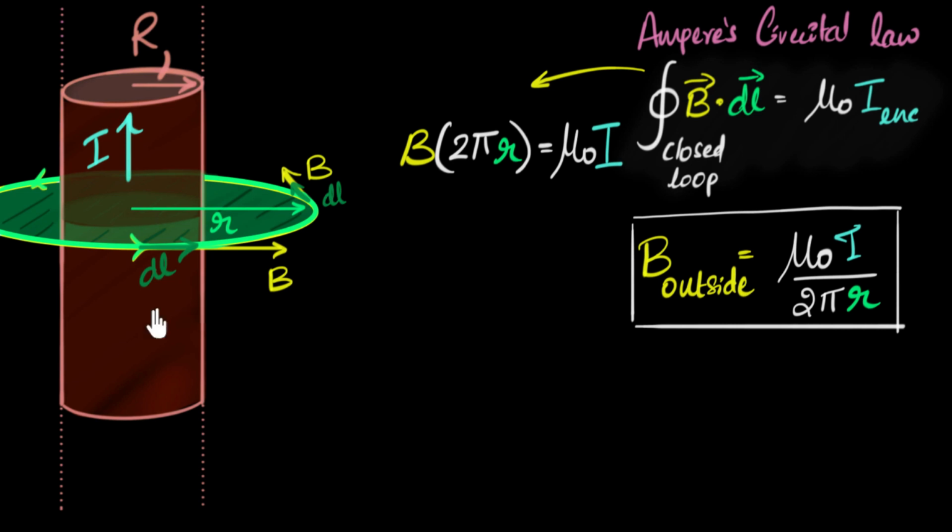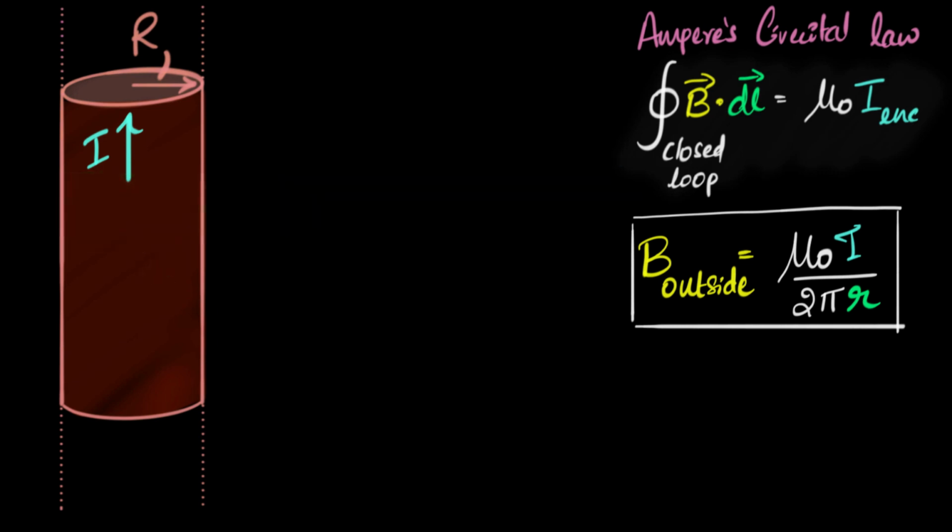But now we need to figure out what the magnetic field is inside the wire. So let me get rid of this. So this time, let's consider a point inside the wire. And again, let's say that the distance from here to that point, some point inside, is r. How do I find the magnetic field over here?